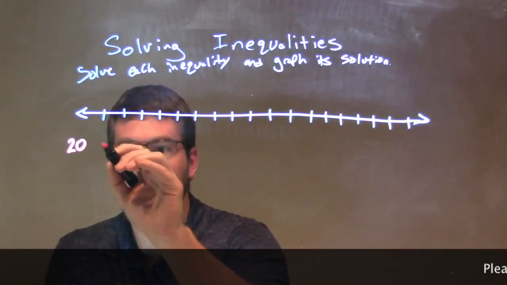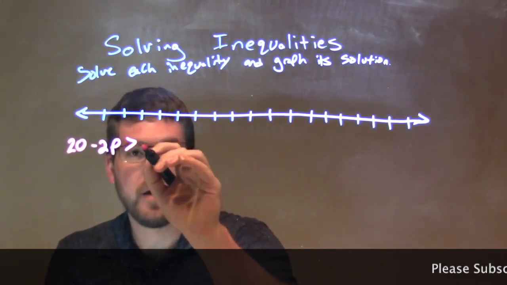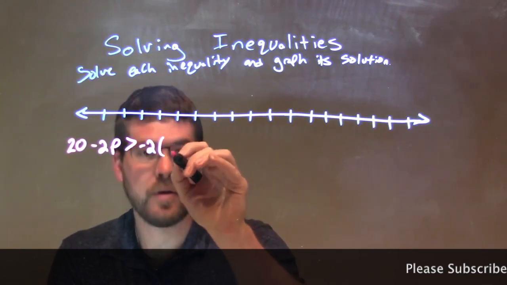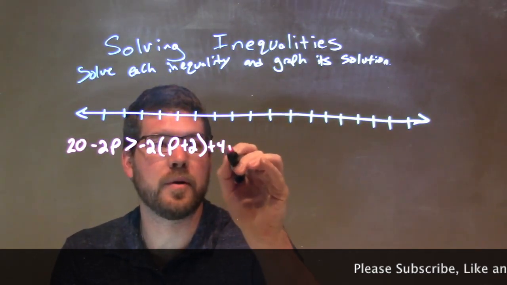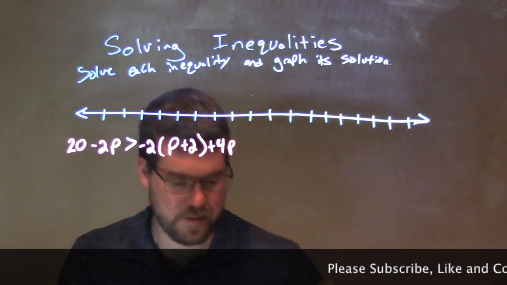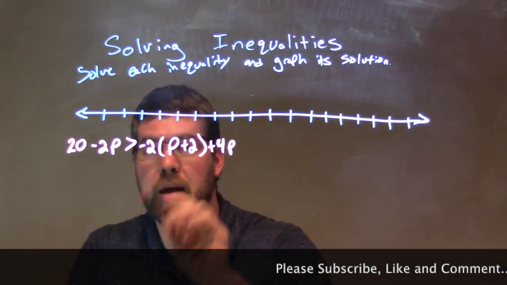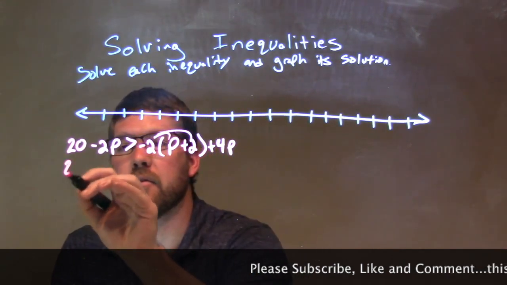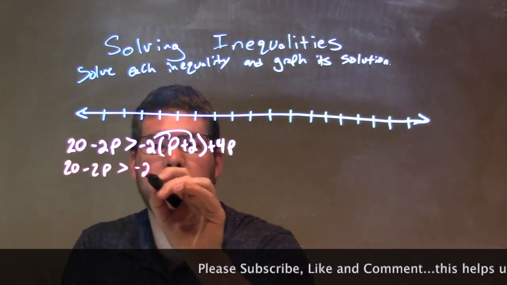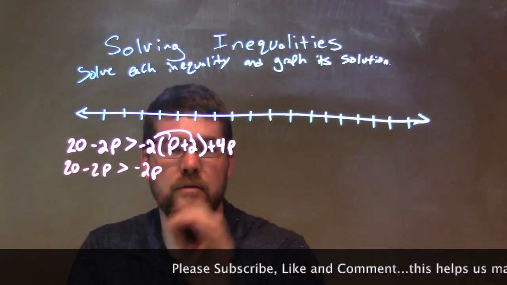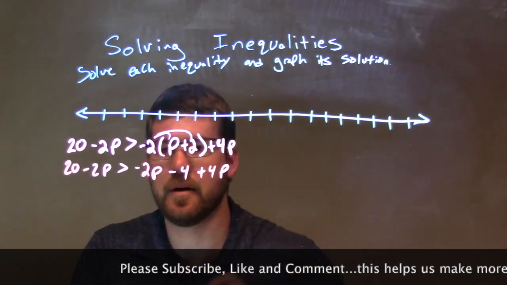20 minus 2p is greater than negative 2 times the quantity p plus 2, plus 4p. Okay. Well, what I want to do first is I like to distribute that negative 2 across. So I'm going to do that first. So 20 minus 2p is greater than negative 2 times p is negative 2p, and negative 2 times positive 2 is minus 4. Okay. And then we have plus 4p left over.